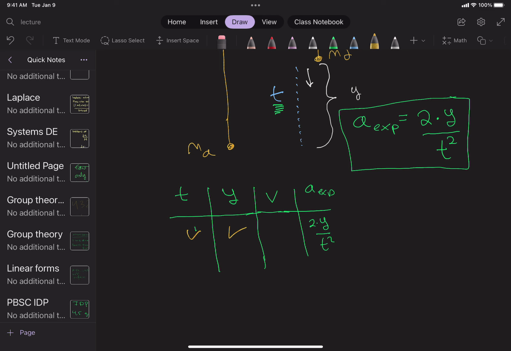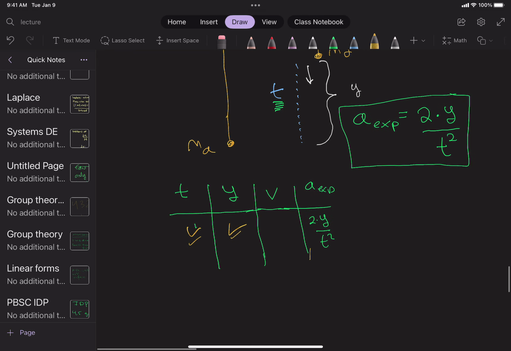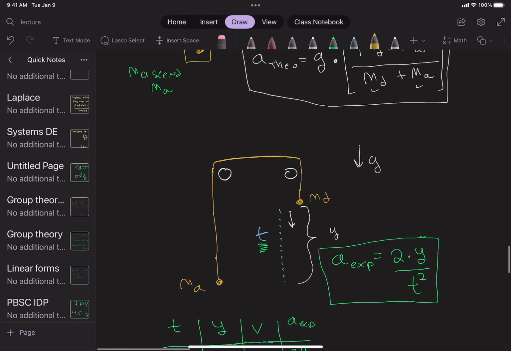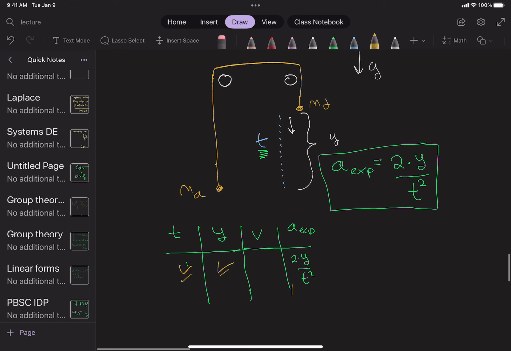So that's one way to get the acceleration, by using the distance traveled and the time moved. Next, you're also going to get the acceleration by creating a graph. So there's going to be another equation for acceleration. This is equation 1. We just covered equation 2.